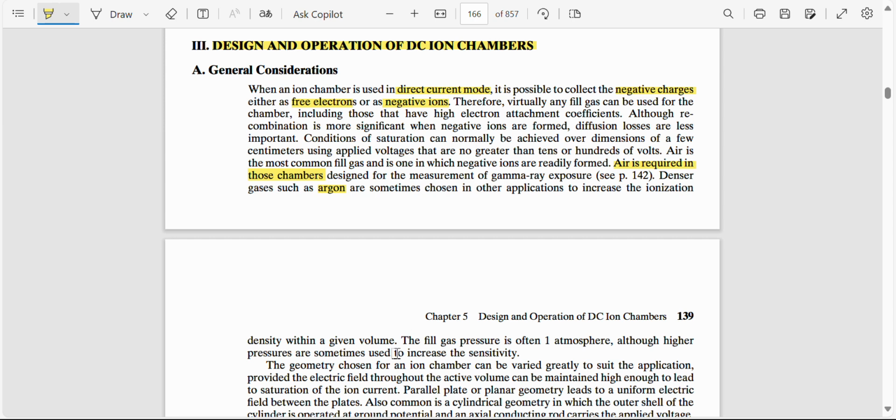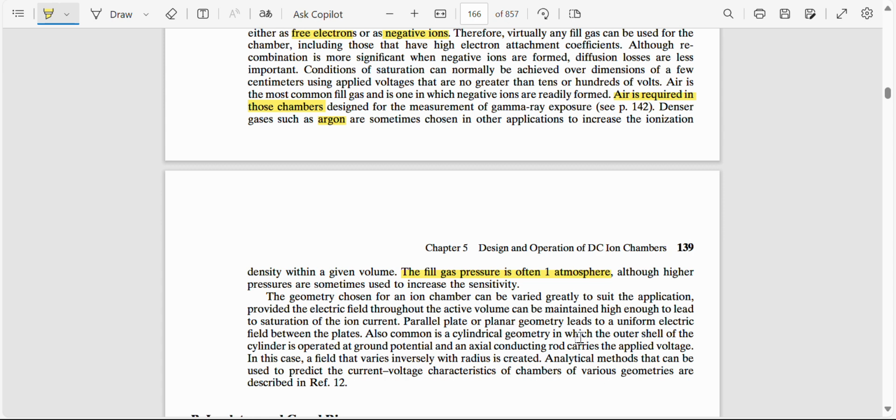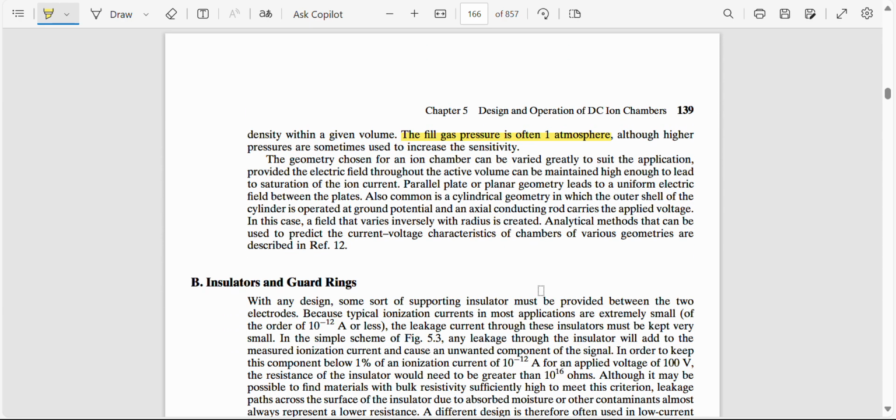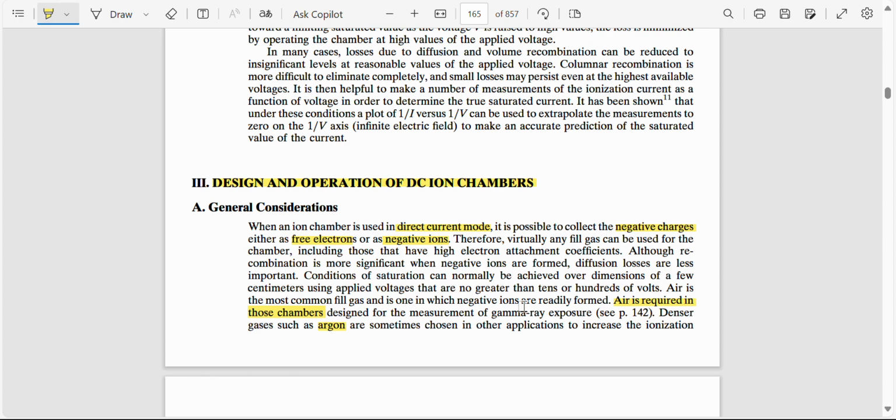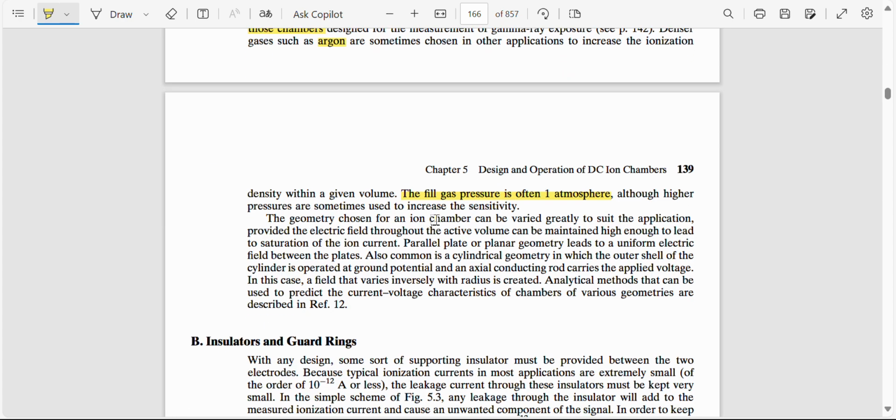The fill gas pressure is often 1 atmosphere. Okay, so you use atmospheric pressure, although higher pressures are sometimes used to increase the sensitivity. Sometimes you use a pressure higher than 1 atmosphere to increase the sensitivity. Okay, so this is how you can design the DC ion chambers.